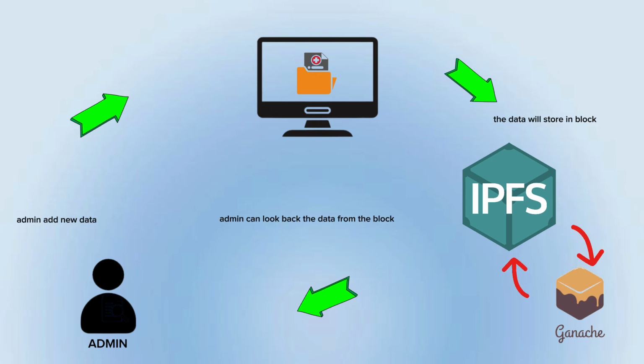Later, when the admin wants to look back at the data, Ganache will return the encrypted data to IPFS to decrypt the data back into plain text. Then the admin can look back at the data, and the admin can view, change, or edit the data.